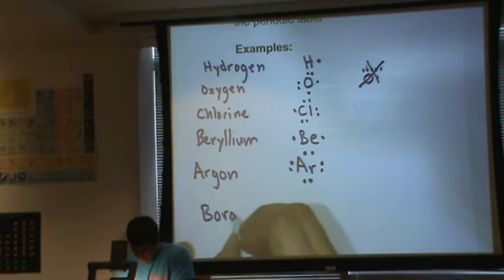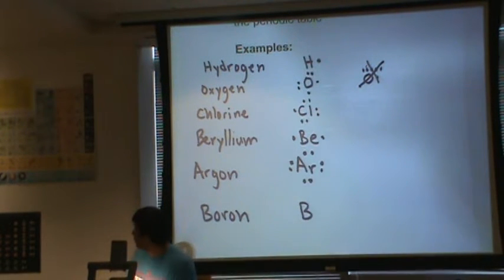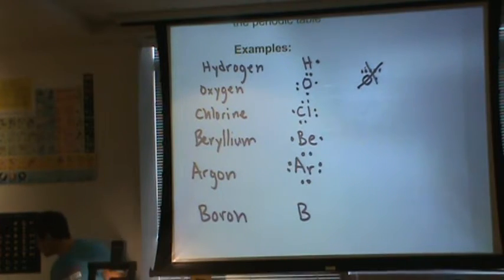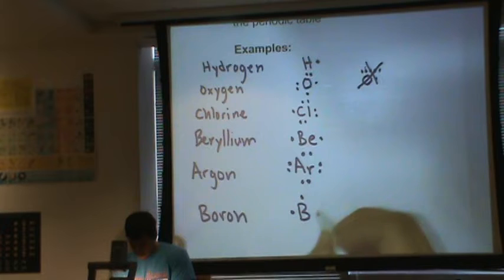Good. Let's see. Boron, B. Boron is right above aluminum on the periodic table. It's right before carbon. So we have 3. 1, 2, 3.